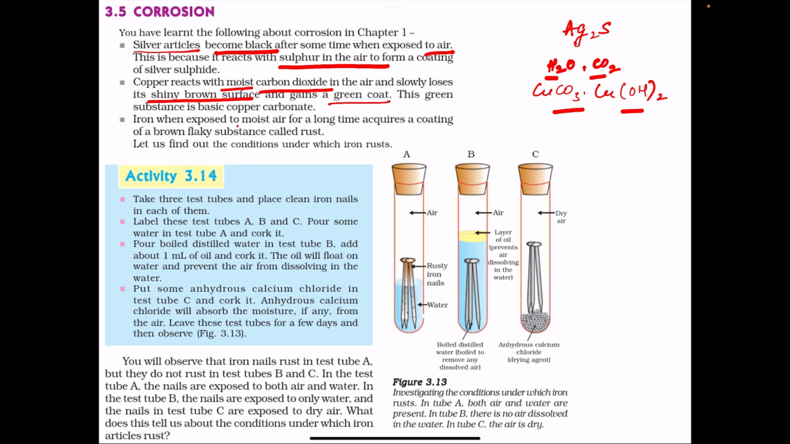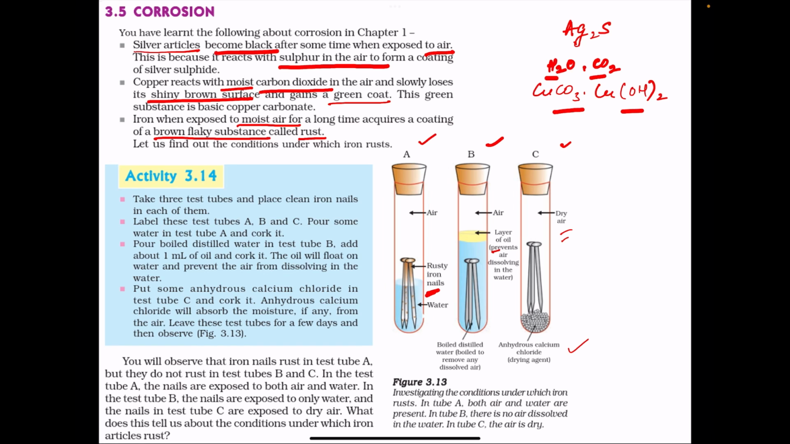Iron, when exposed to moist air for a long time, acquires a coating of brown flaky substance called rust. Now, conditions for the rusting of iron. Take 3 test tubes A, B, C. In test tube A, there is normal water and iron nails are dipping in it. Test tube B has boiled water with a layer of oil on the surface, which prevents air from dissolving in water. Third test tube C contains dry air.